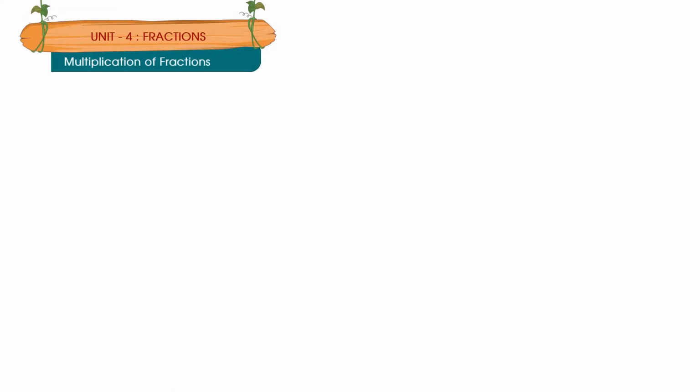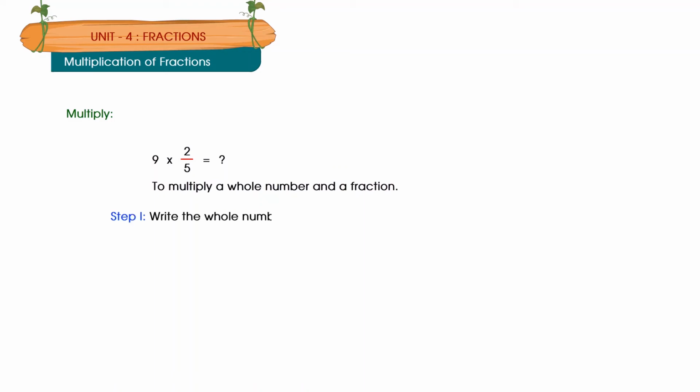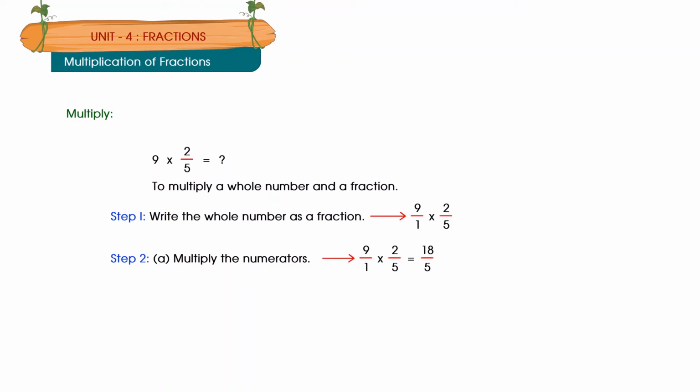Multiplication of fractions. Multiply: 9 into 2/5 is equal to how much? To multiply a whole number and a fraction, step 1: write the whole number as a fraction, 9/1 into 2/5. Step 2. A. Multiply the numerators. 9 into 2 is equal to 18.